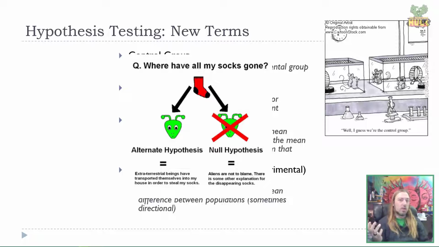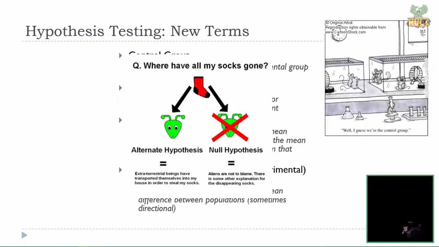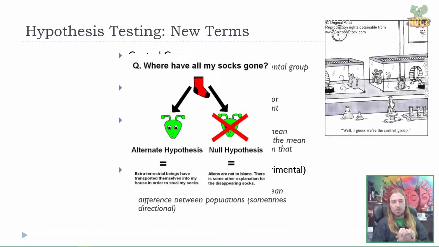What is one hypothesis for what could have happened? I'd guess at various ages where I have asked my children this question, they may have come up with this alternative hypothesis, their sexy hypothesis, the one they believe to be the case. Extraterrestrial beings have transported themselves into my house in order to steal my socks. That is what happened to them. Okay, so that's their belief.